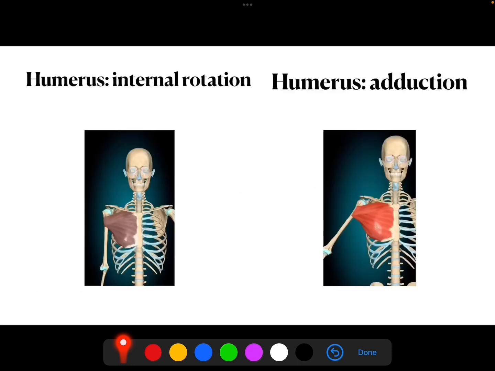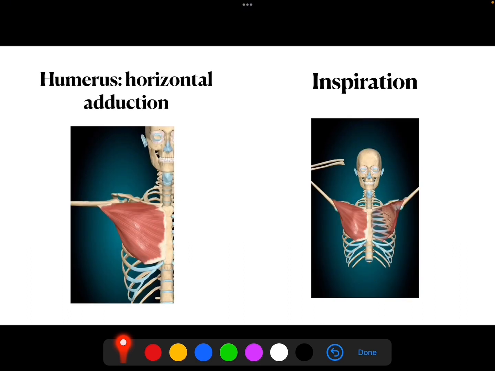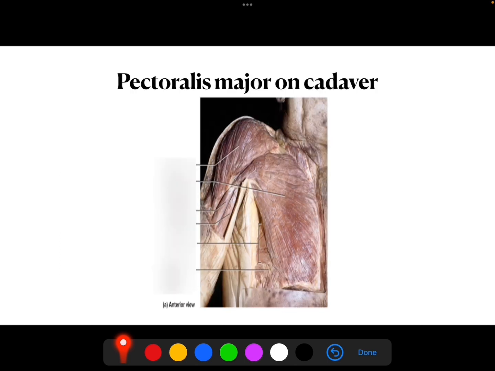Actions performed by this muscle are internal rotation of the humerus, adduction of the humerus, horizontal adduction of the humerus, inspiration. This is what it looks like on the cadaver.